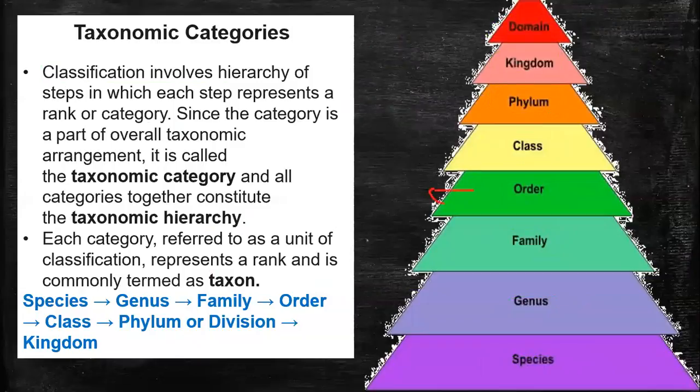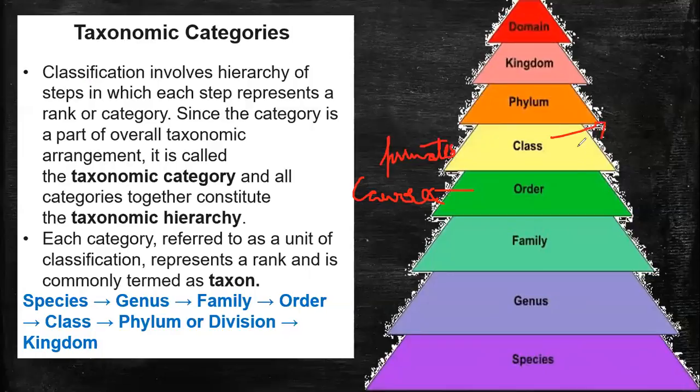Order. It is an assemblage of related families. For example, Carnivora is an order. Sorry, assemblage of related families. And the examples are Carnivora and Primates. All these are orders.